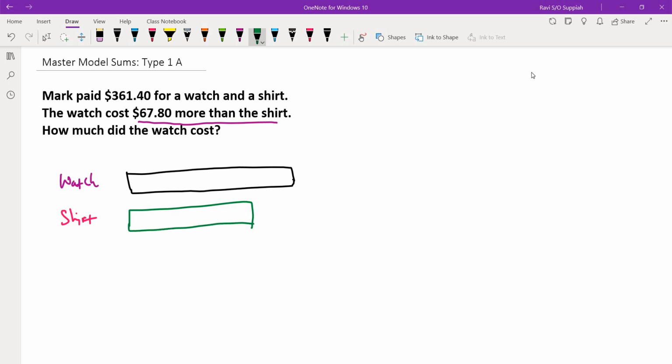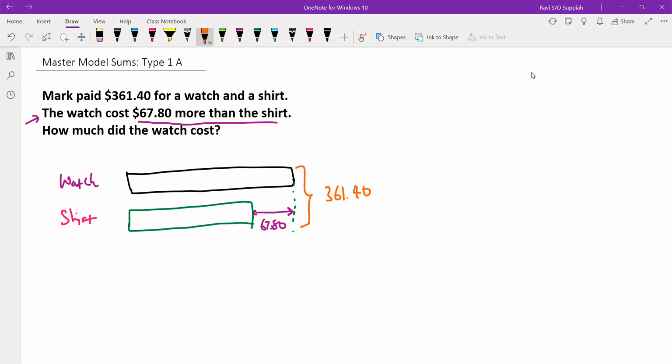Now we know that the difference between them is $67.80. Why? Because this sentence here says that the watch costs $67.80 more than the shirt. So this difference here, if I were to extend this all the way here, is equivalent to 67.80. And we also know that the total amount here for the watch and the shirt is $361.40.